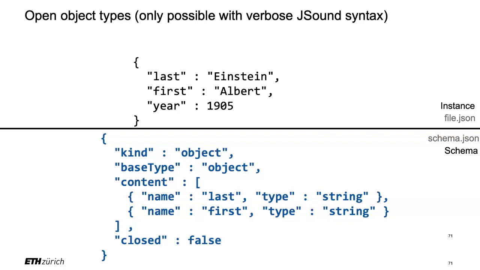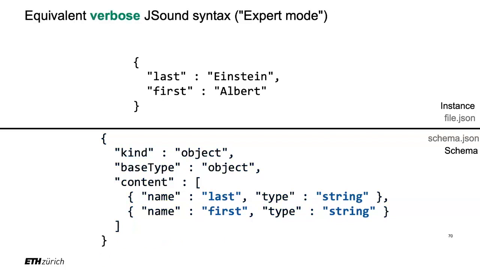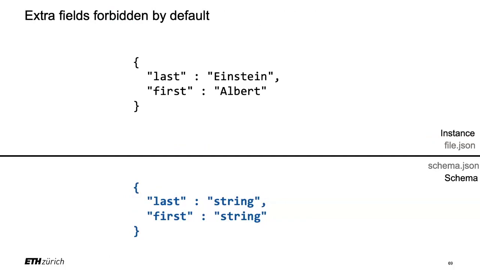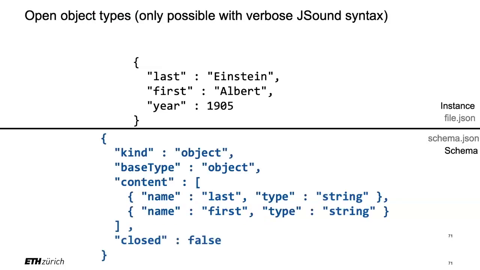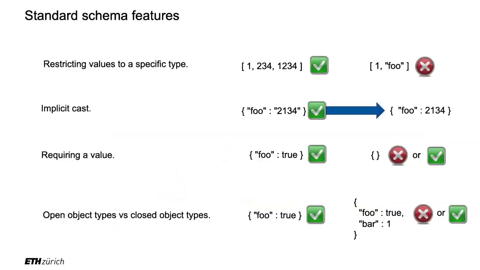But since I said closed false, then I allow for any other key, right? My only constraints are if there is a key last or first, they must be strings, but any other key is fine, and that other key can be anything it wants to be. For whom does that make sense? Okay. But this you can also only do with the verbose syntax. In the compact syntax, you don't have any way of saying that it's not closed, that it's open, right? So if you use the compact syntax, it will never allow for extra properties. Okay. And again, don't be scared by the verbose syntax. I'm just telling you there is one, but it's okay.